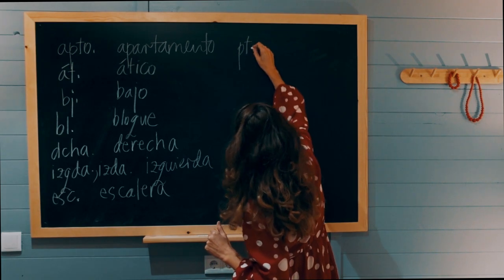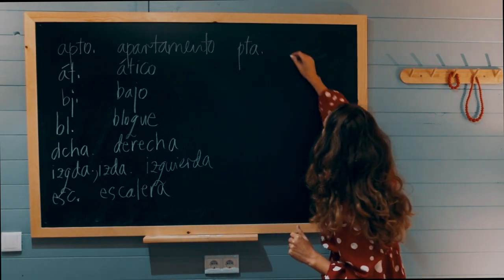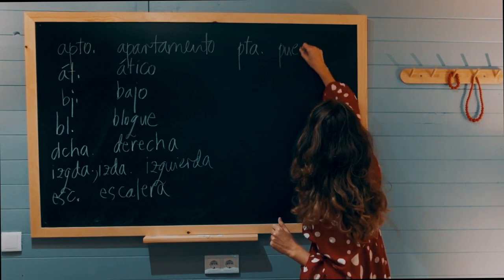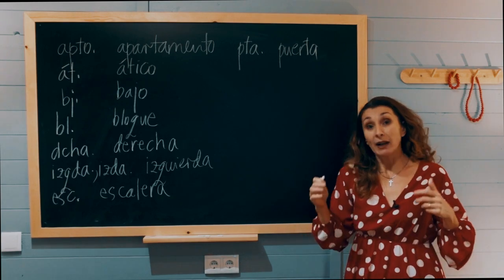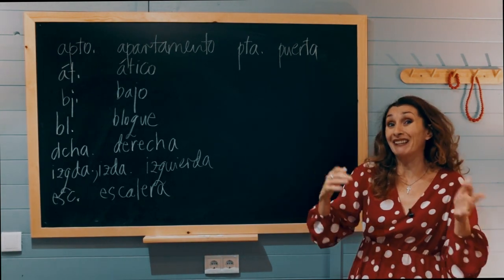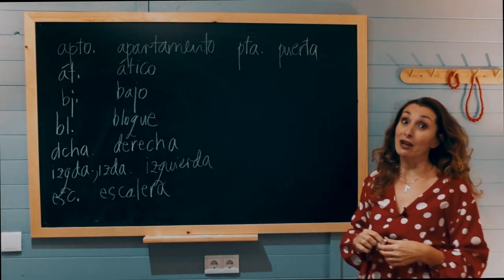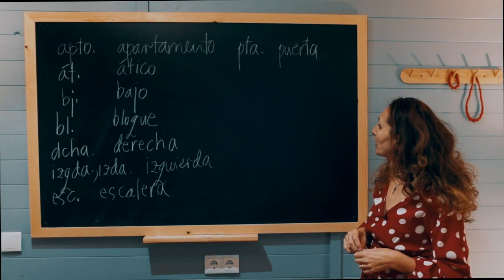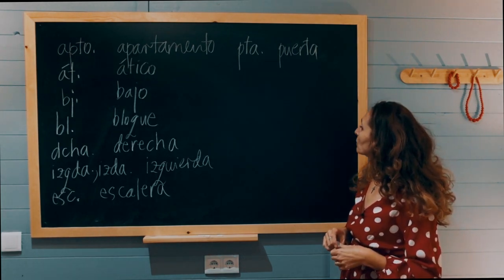Then we have puerta with the abbreviation PTA. That stands for puerta, and that's the door. So again, it might be a letter, it might be a number, puerta 8 or puerta B, and this is the abbreviation for it. Okay, good. What else do we have?